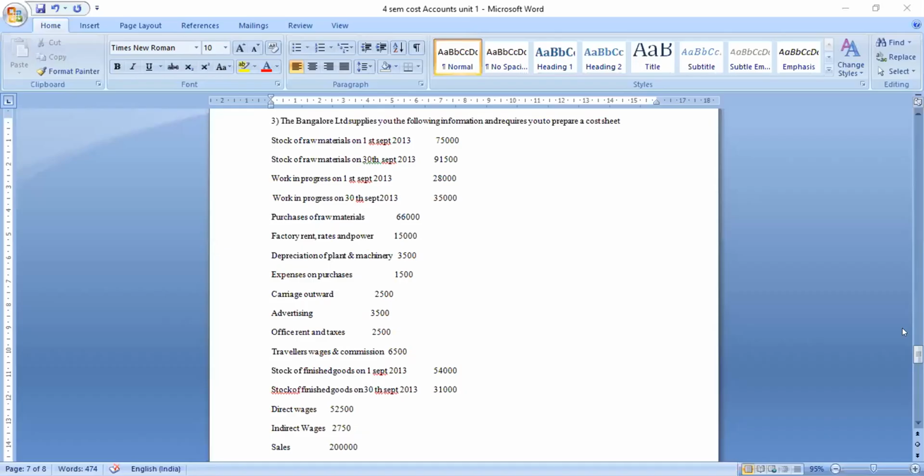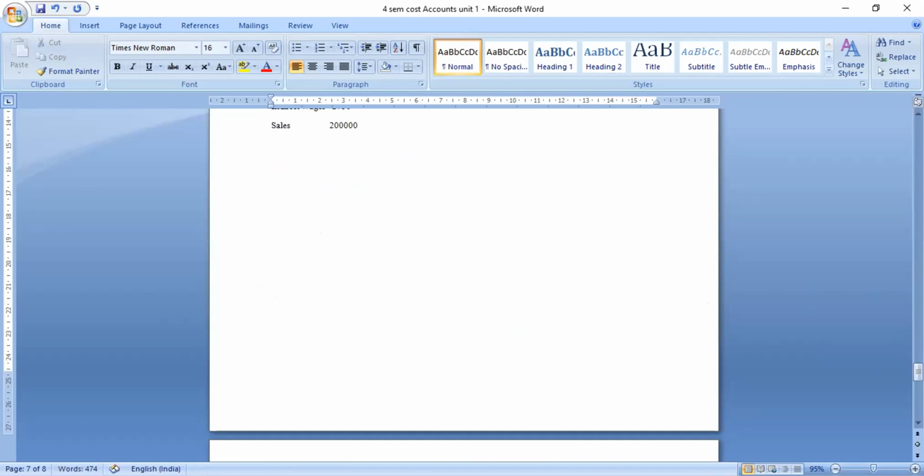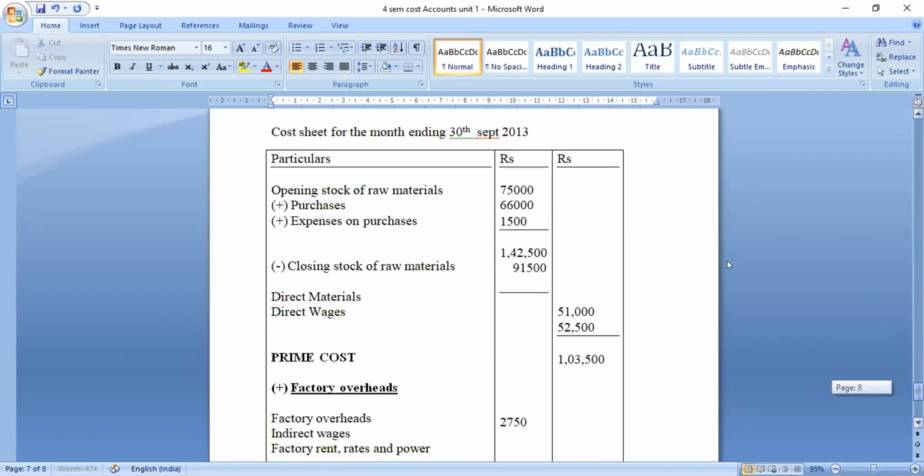Now we'll go for the solution part. You can see the problem clearly; you can zoom in on the problem and see. So now let us go for the answer. You will prepare the cost sheet. Cost sheet for the month ending 30th September 2013. First, particulars and amount should be taken.